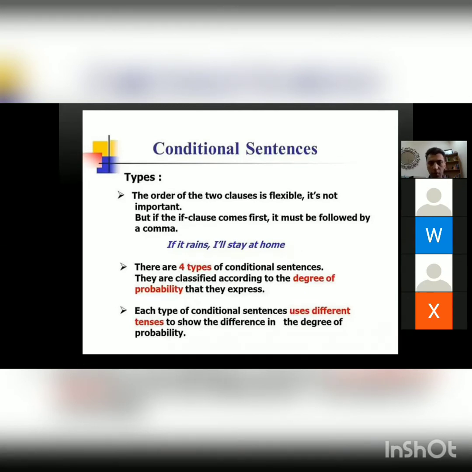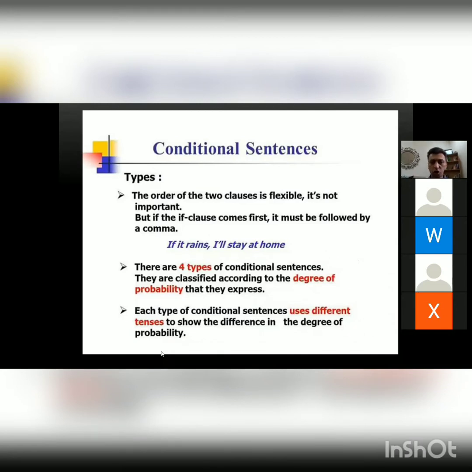Okay, about the types. Here we have 4 types of conditional sentences. We really have more than 4 types, but I don't want to go very deep. I just want to tell you that here we have 4 types of conditional sentences. We will take the other types of conditional sentence next year and the year after next year. And this subject is important because it's going to be repeated next year and the year after next year. They are classified according to the degree of probability that they express. How can we divide the types of conditional sentences? It depends on the degree of probability, the rate of happening.